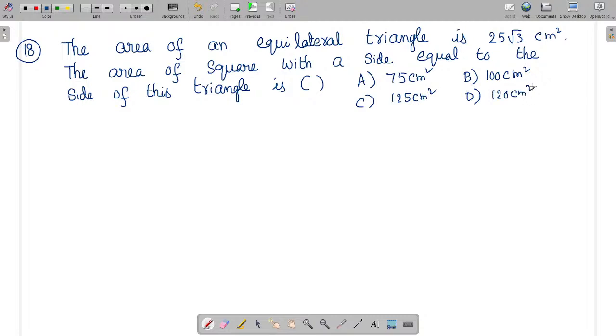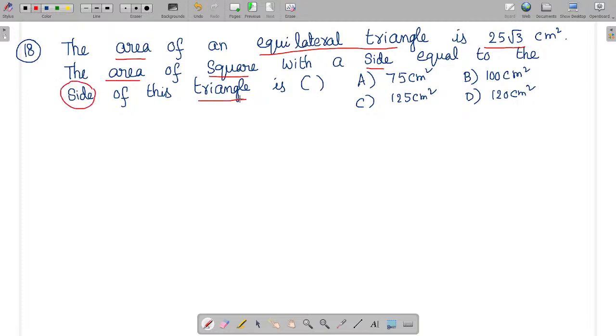So first let us analyze the problem. Madhu, Pavani, you do one thing, just increase the sound in your system. The area of an equilateral triangle was given, that is 25 root 3 centimeter square, and we need to find out the area of the square with the side equal to the side of the equilateral triangle.